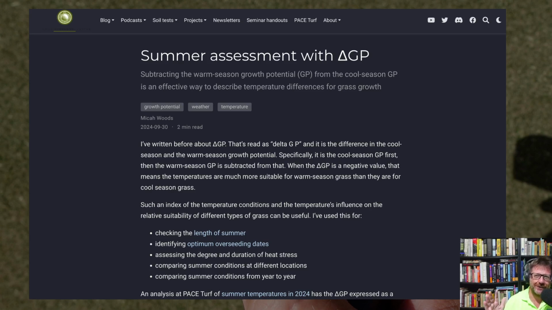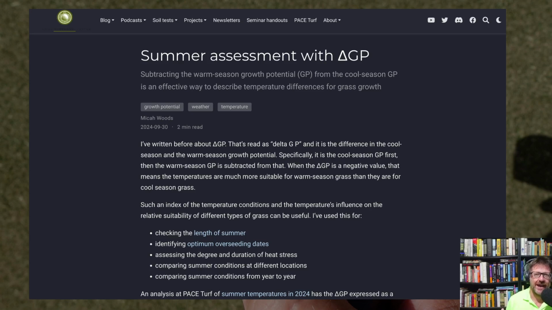So it turns out that when you take the cool season growth potential and subtract the warm season growth potential, if that turns out to be a positive number, that was a day that was obviously better temperature conditions for cool season grass than it was for warm season grass. Your cool season GP might be high, something like 100, and your warm season GP might be low, something like 20. So we're going to have a positive value of 80. That means it's a much better day for cool season grass in terms of temperature than it was for warm season grass.